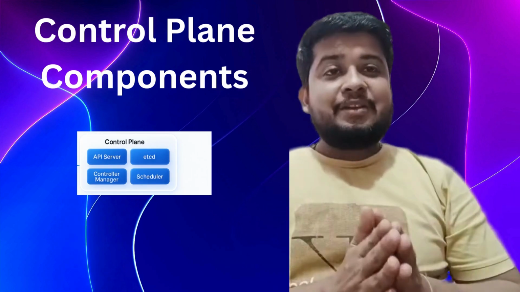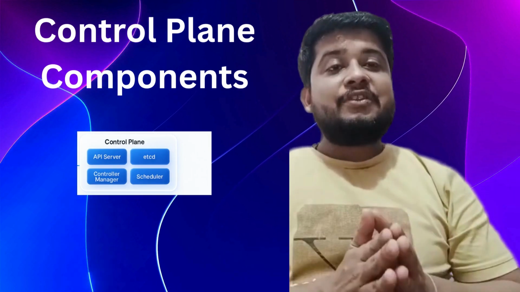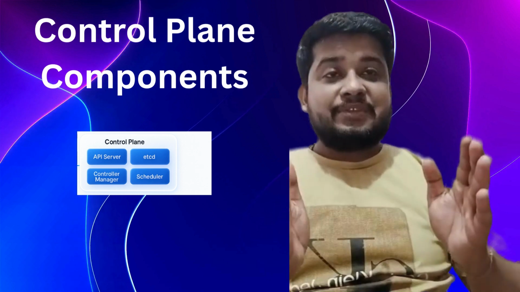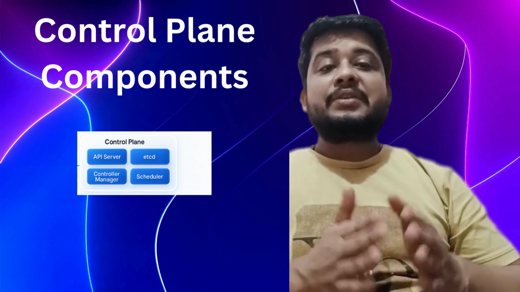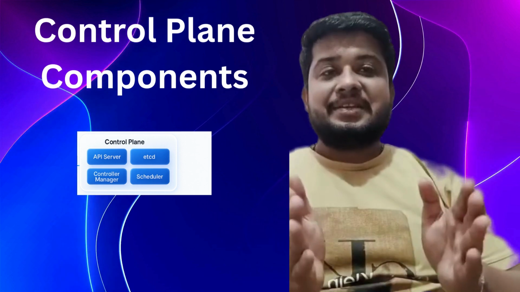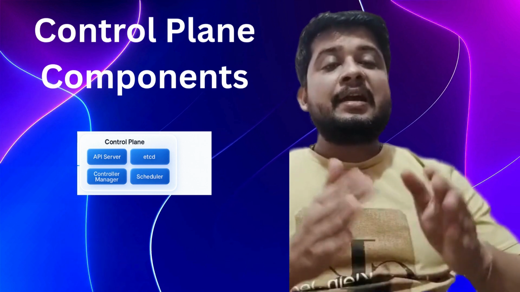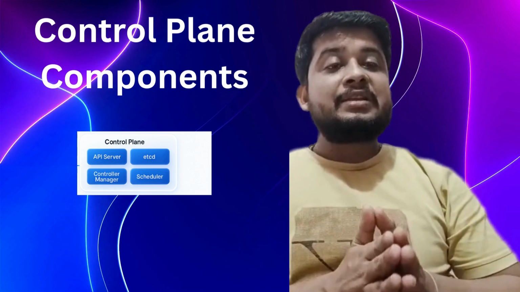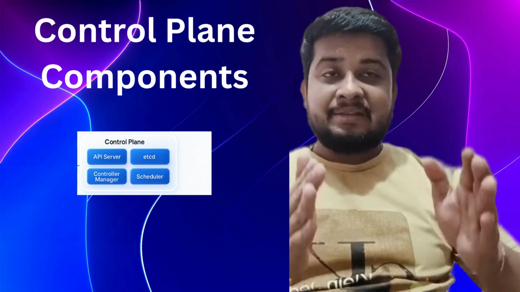So let's break down the control plane, and the first is the API server, right? The API server is like a front door. Every command you run using kubectl first goes through here, right? And second is etcd. Etcd is the memory of the cluster, which stores all the configuration and the state.